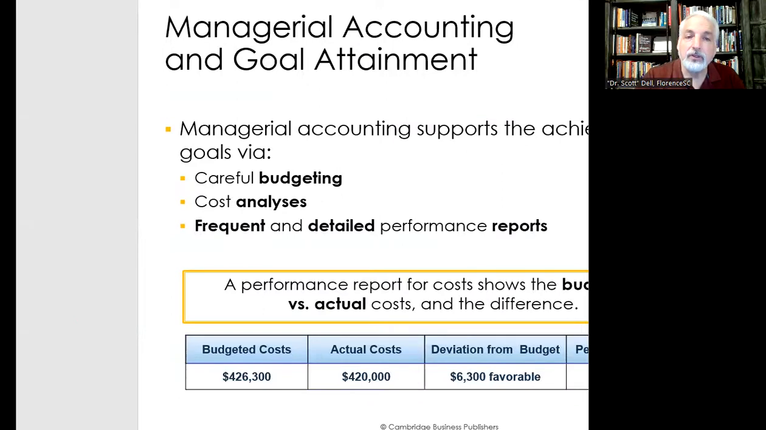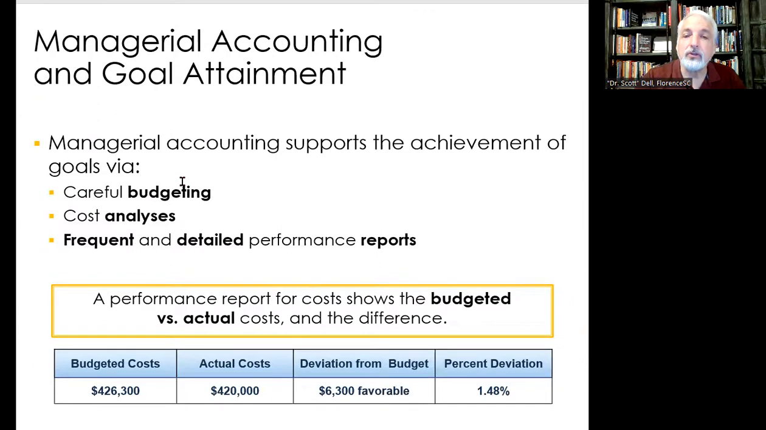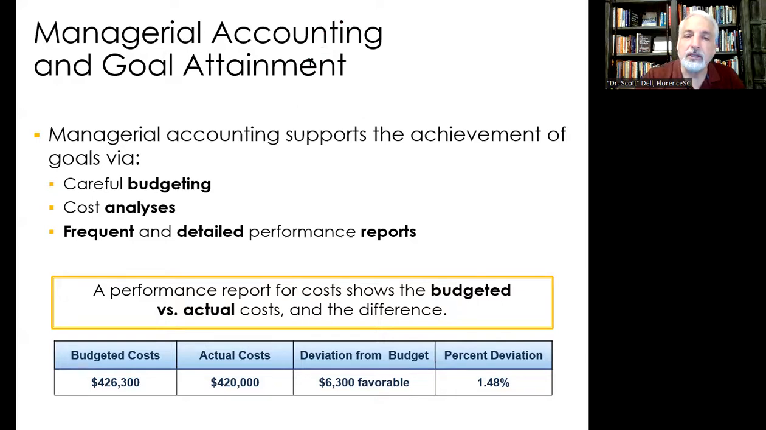All right. So let's talk about goal attainment. We are looking to attain certain goals and directions. It could be a profit level, it could be a market level, market penetration level, but we have budgets. So we do careful budgeting, we analyze our costs, and we have regular monitoring of performance. And as here it says, frequent and detailed performance reports. So we want to know how we're doing.